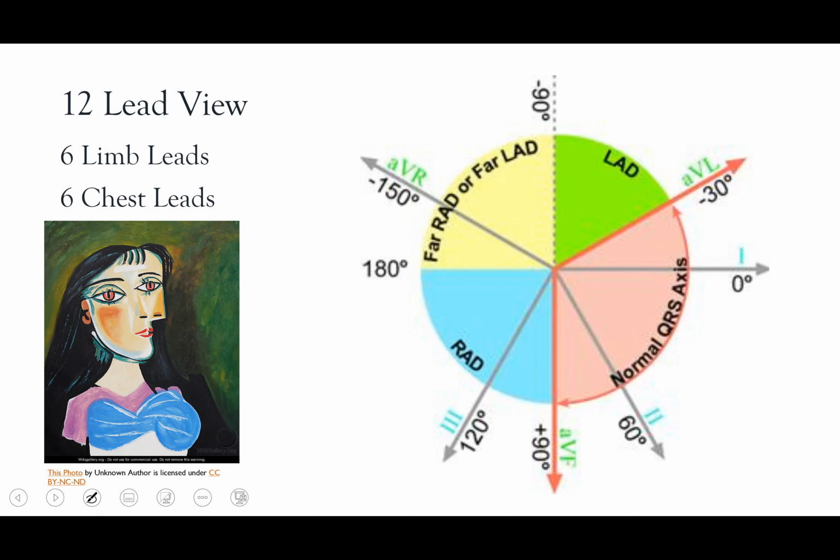So most people who learn and teach ECG will come across a picture like we have here with this circle and these different vectors. And what they're trying to show you is what the heart, the electricity of the heart looks like from different viewpoints. And so remember, on our ECG, we're going to get a 12 lead view.